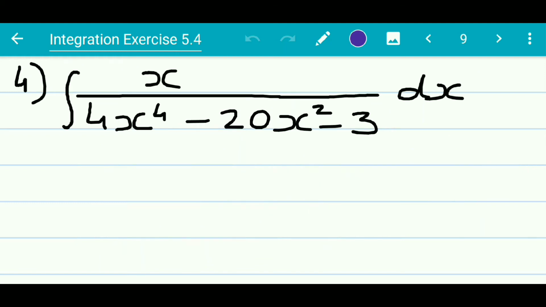Now look at the fourth question. If you look at it, it looks similar to the third one, but there is a difference, isn't it? There is an x term in the numerator. The question is x upon 4x raised to 4 minus 20 x square minus 3. So there are certain differences as compared to the third question. We have to bring it somehow to the formula. So how to bring it to the formula?